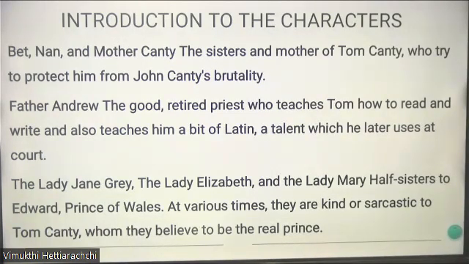At various times, they are kind of sarcastic to Tom Candy. They are ill-treating, neglecting Tom Candy. They were actually under the impression that this is the real prince or else the Edward Tudor. So they always actually misunderstood Tom Candy as the Edward Tudor. So they are actually ill-treating, mistreating this particular boy as well. So those characters are very much important to us. So they are the basic characters that you have to pay your attention, right? These are the basic characters. So definitely you have to pay your attention to these characters, right?